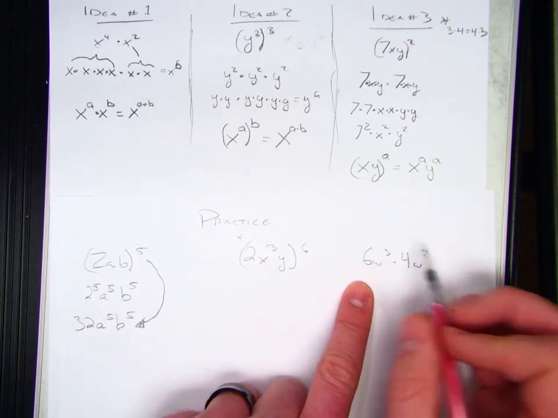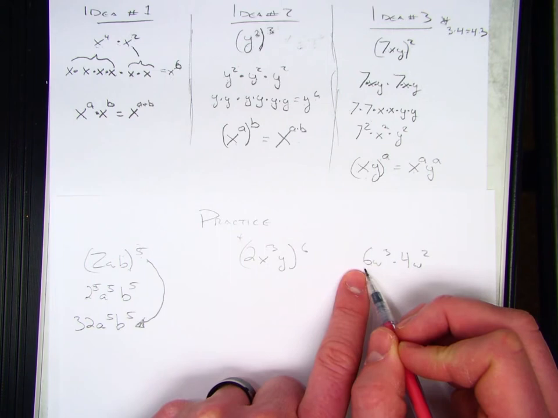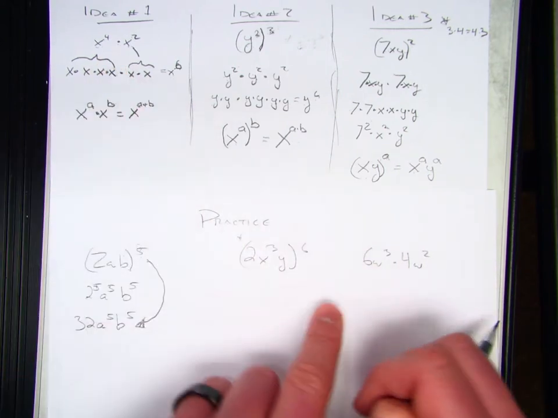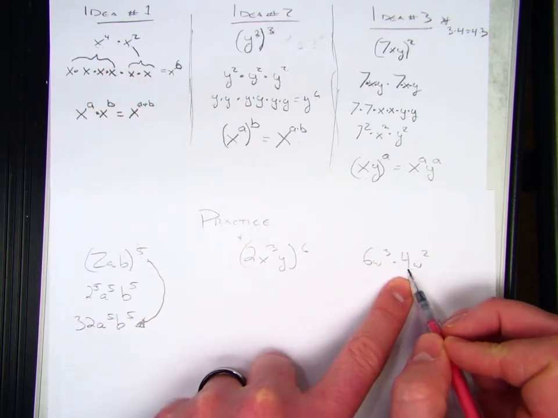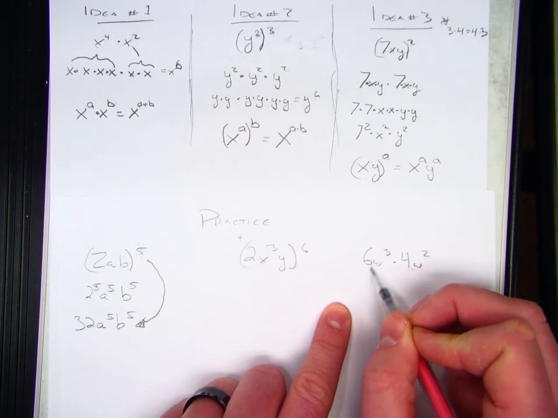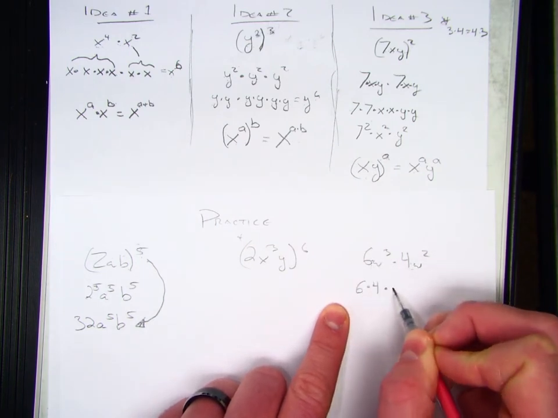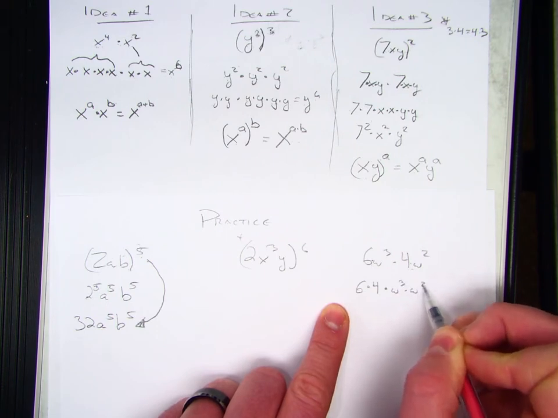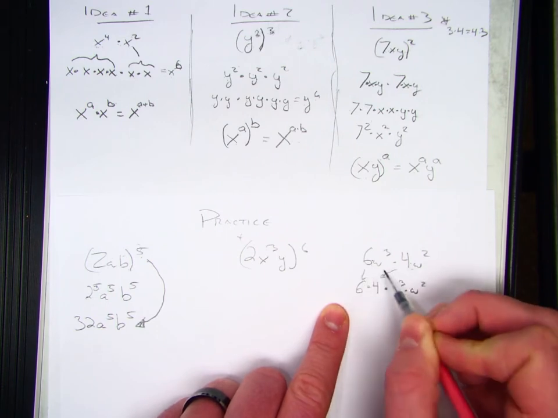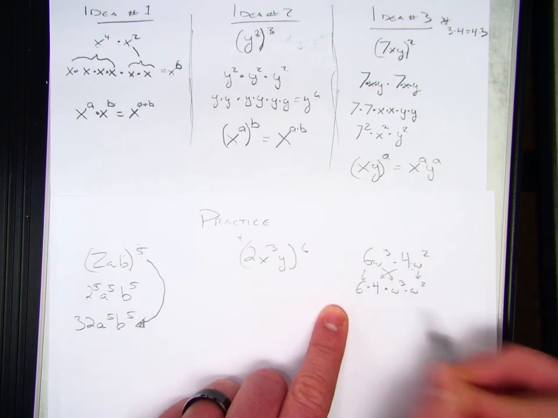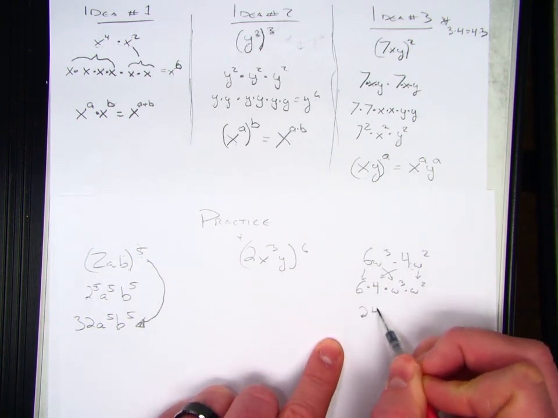Once again, let's rewrite this with the commutative property. I'm kind of going with idea number 1, but there's some coefficients here. So if we apply that commutative property, that means I can rewrite this multiplication as 6 times 4 times w cubed times w squared. So I just kind of moved everything around. And 6 times 4 is obviously 24.